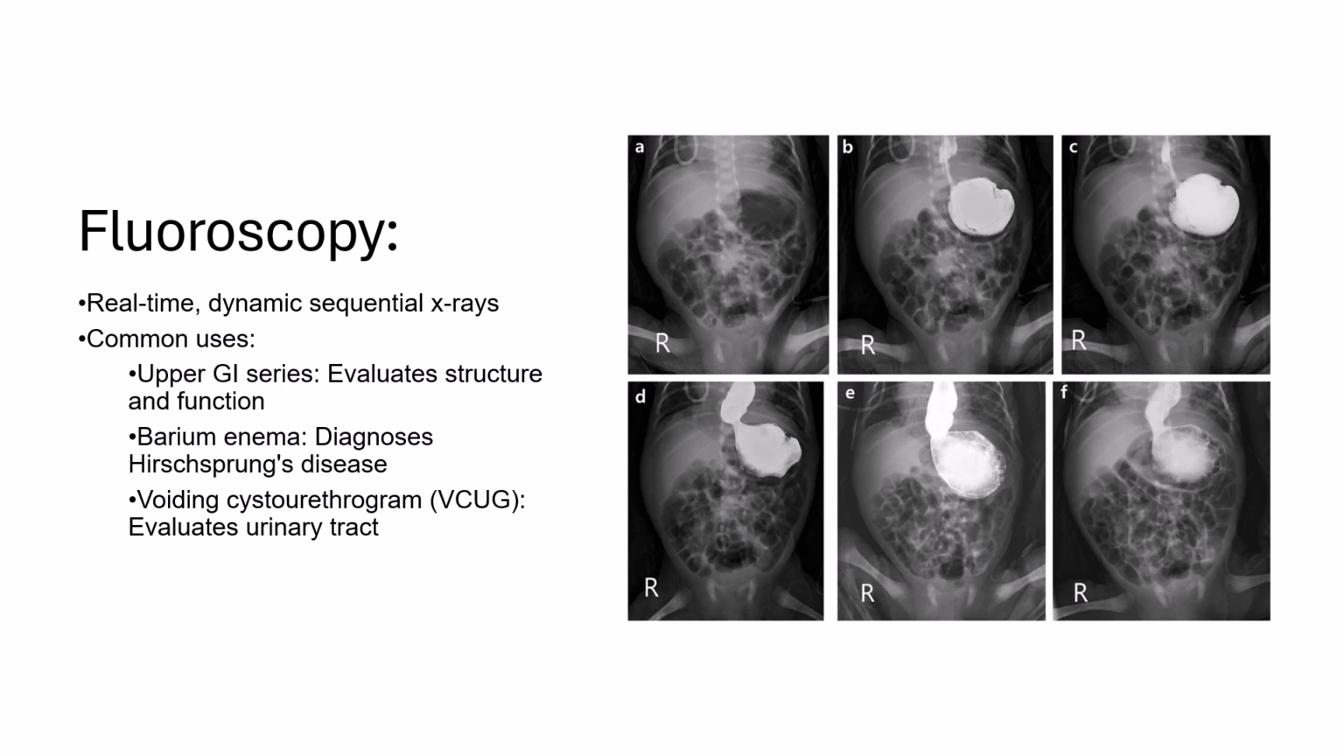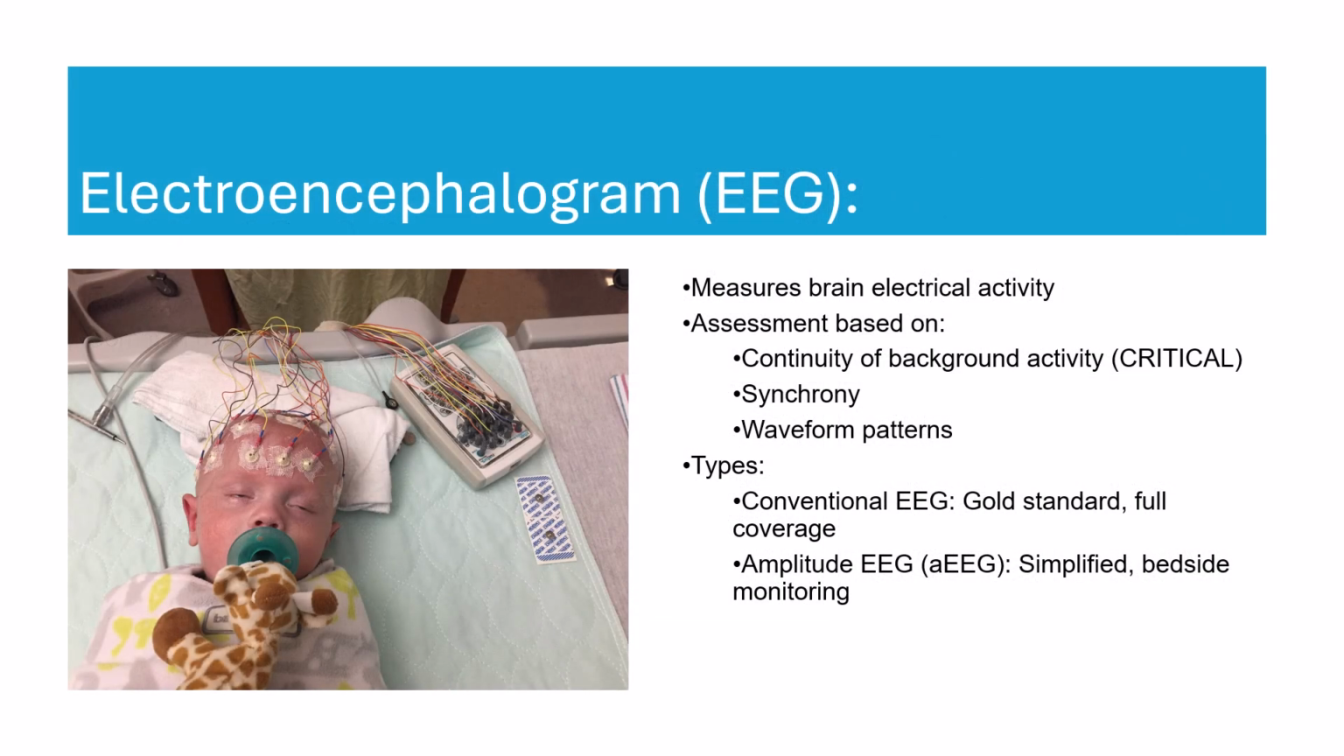Voiding cystourethrogram evaluates the urinary tract, particularly for vesicoureteral reflux and posterior urethral valves. The exam tests your knowledge of which fluoroscopic study is most appropriate for specific clinical presentations, such as bilious vomiting in a newborn, like an upper GI series for malrotation.